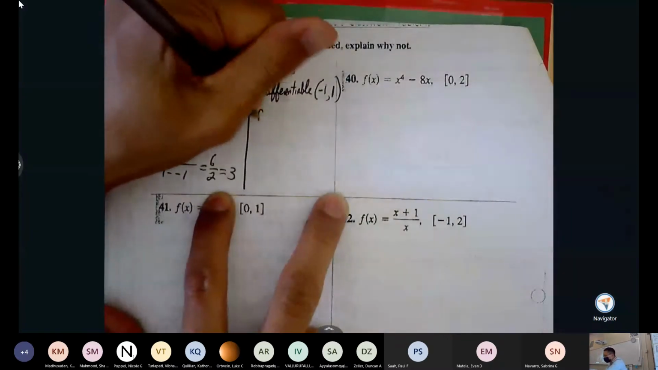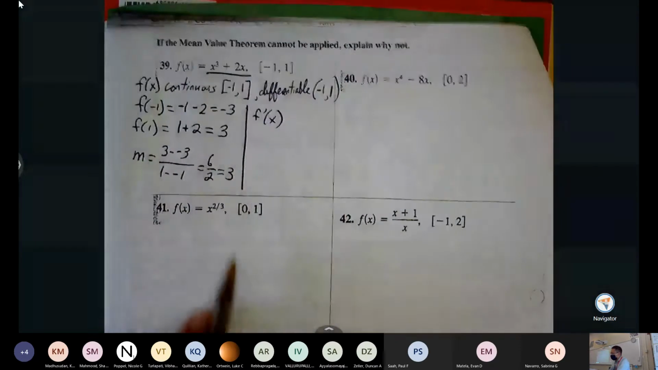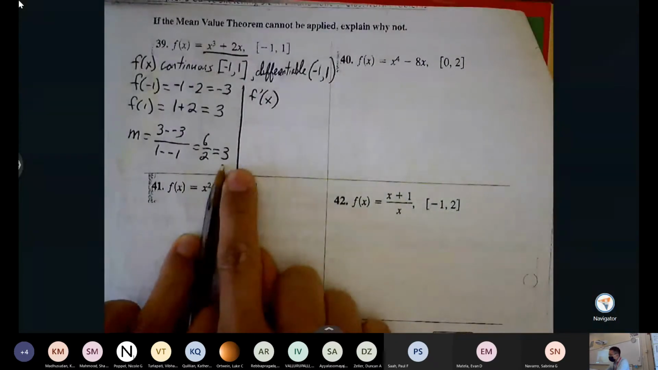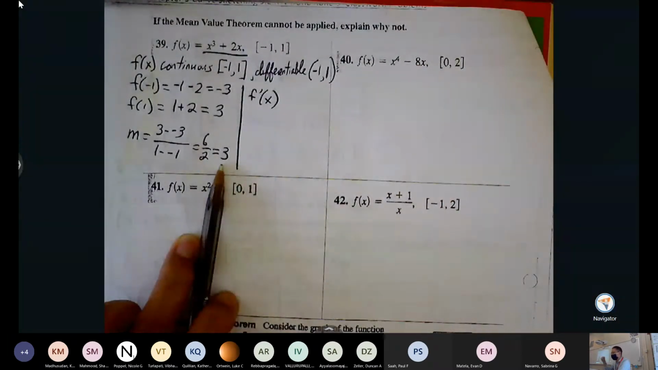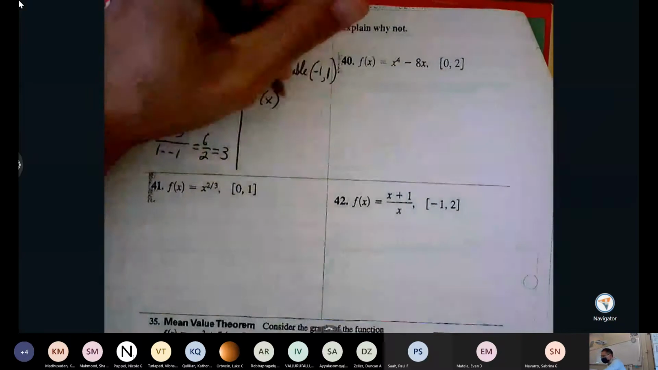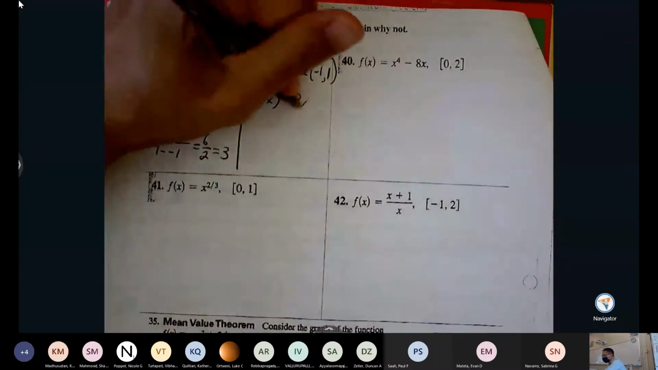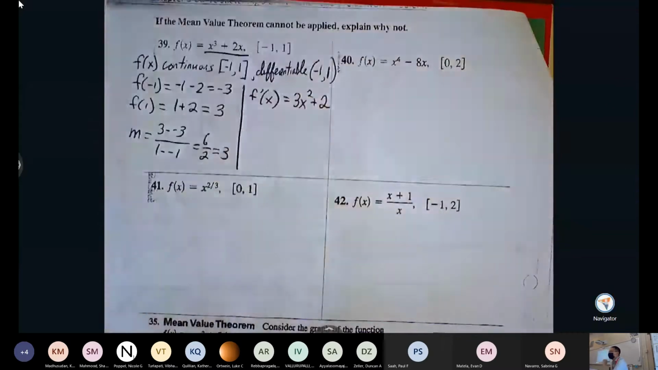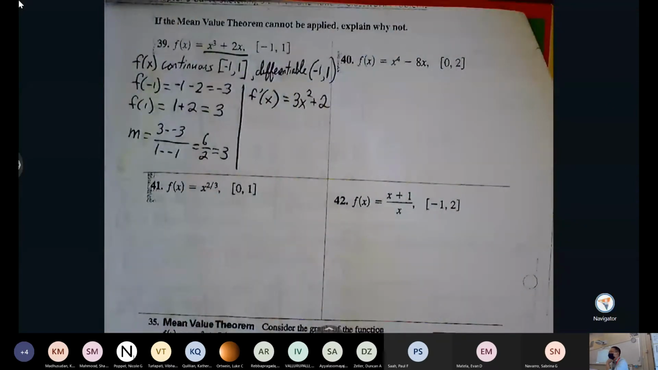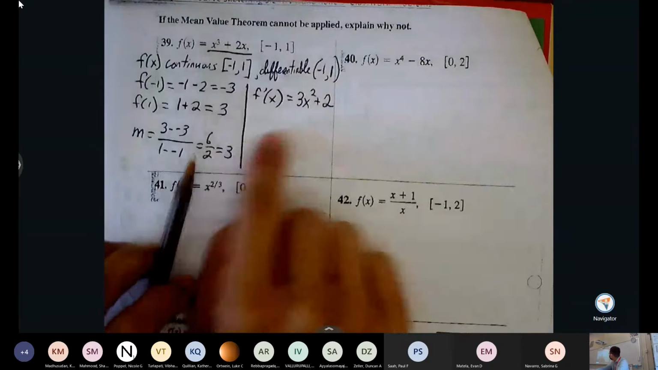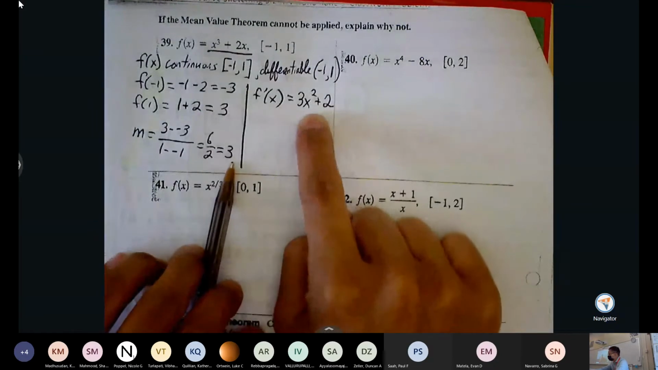So now let's find the derivative. So think about this, right? We have the slope, but we need the derivative to help us map where that specific location is where the slope occurs. So we find f prime, power rule. Okay, now how do we involve the f prime with the slope here?